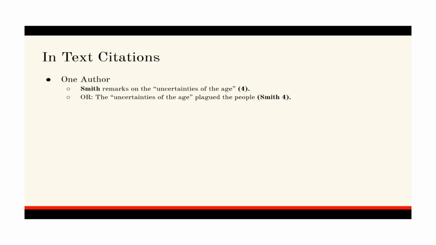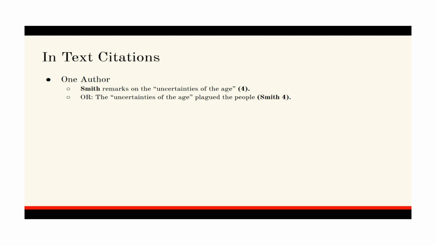Finally, we will quickly go over in-text citations in MLA. In-text citations are very important as they indicate to your reader what your own thoughts are and what ideas you are referencing from others. If there is one author, you include the author's last name and the page number you are citing. If you signal the author's name within your text, as in my first example, you will only include the page number in the parentheses.